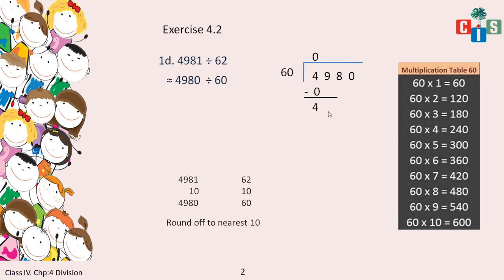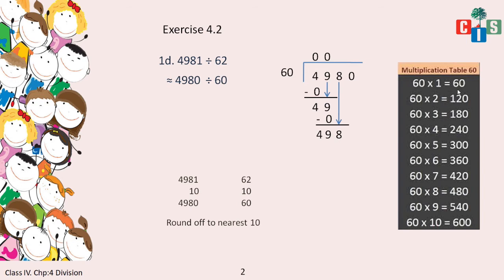9 will be carried down. 49. So how many times 60 goes in 49? It will go 0 time obviously. So zeros are 0 and 49 minus 0 is 49. Now the 8 will be brought down. So I have 498. Now I have to see in the table of 60 wherein I get the number 498 or the number which is less than 498.